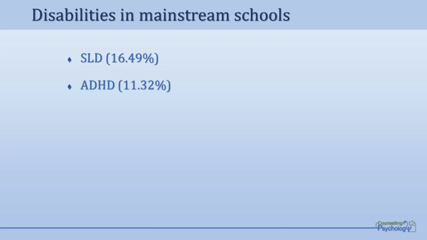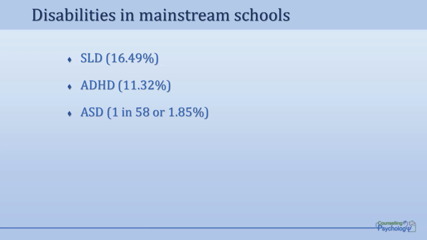Next is attention deficit hyperactivity disorder or ADHD, which is found in 11.32% of children. As the name suggests, these children exhibit attention and concentration problems, hyperactivity, impulsivity, which affects their learning and productivity. Autism spectrum syndrome or ASD is found in 1 out of 58 individuals globally. This is a new scary situation and we are going to discuss more about this in detail in the coming session.